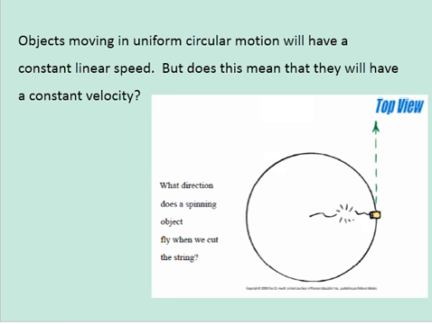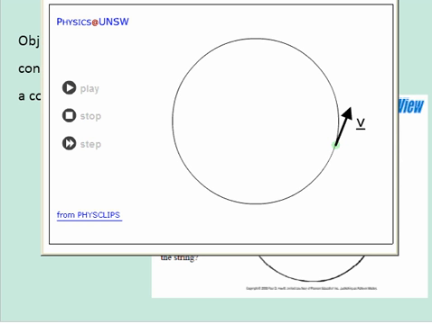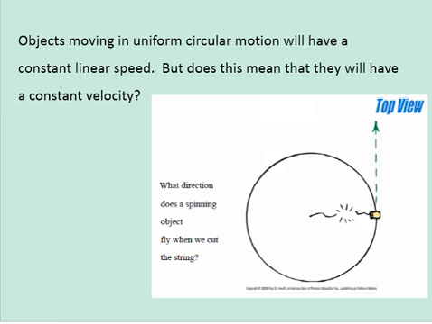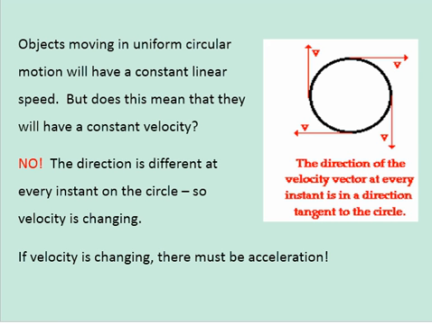But what we want to realize is the direction's constantly changing. So let's look at a quick simulation to show us how the direction of that velocity is always changing as the object moves around the circle. Okay, so here we have an object in circular motion, and if you watch it go around, you can see that even though it's traveling at the same speed, the direction of the velocity is always changing, but that velocity is always tangent to the circle. So that answers our question. Does the object have constant velocity? The answer is no. And that's simply because the direction is different at every instant on the circle.